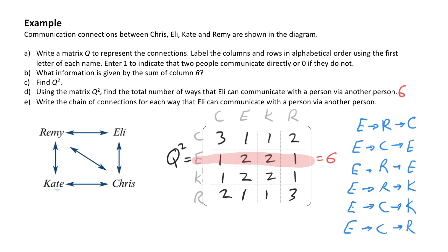So those are the 6 ways that Eli can be in contact with other people using an intermediary or using a non-direct route. So that is an example of how we can use adjacency matrices to be able to work out connections between people, either directly or through another person.